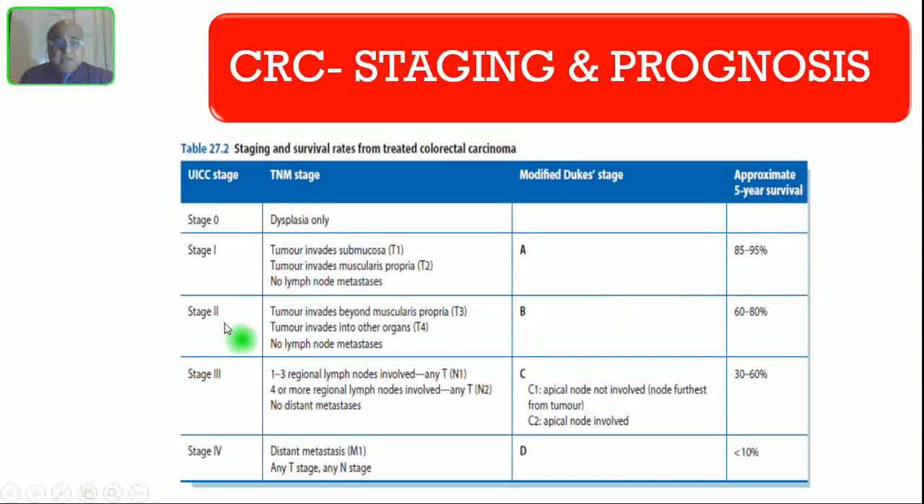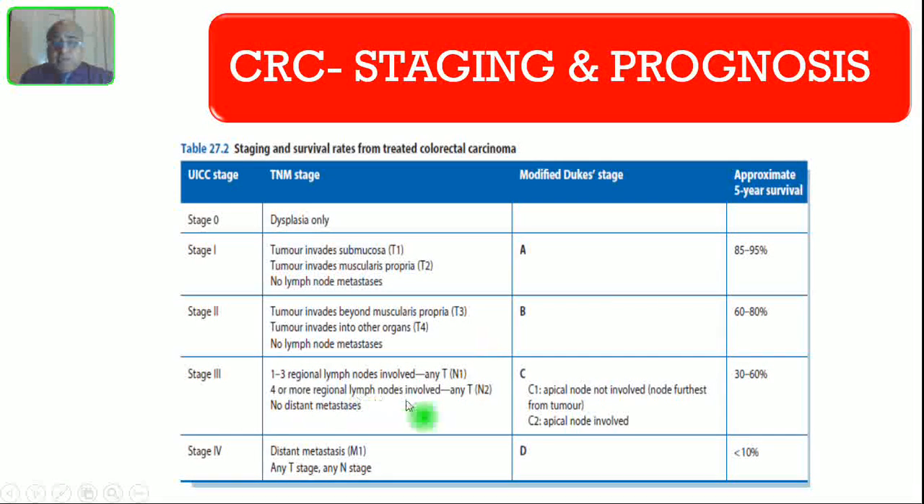Stage 2 or grade B in Astler-Coller, the tumor invades beyond the muscularis propria. Now it becomes T3. Tumor invades into other organs is T4. There is no lymph node metastasis. So in this group, the survival rate is 60 to 80%. Stage 3 or grade C. In TNM, it is 1 to 3 regional lymph nodes involved and any T. So that is N1.